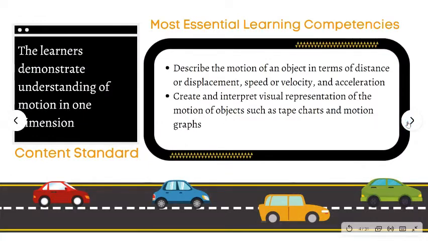So this is the content standard for this topic. The learner should demonstrate the understanding of motion in one dimension, and the most essential learning competencies are to describe the motion of an object in terms of distance or displacement, speed or velocity, and acceleration. Next is to create and interpret visual representation of the motion of objects, such as tape charts and motion graphs.